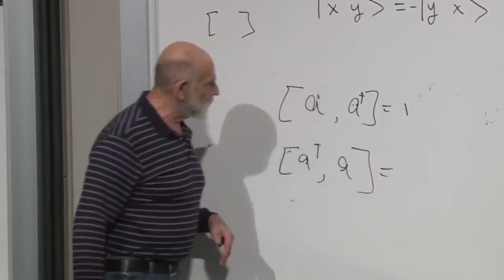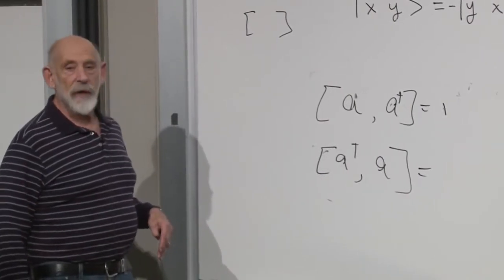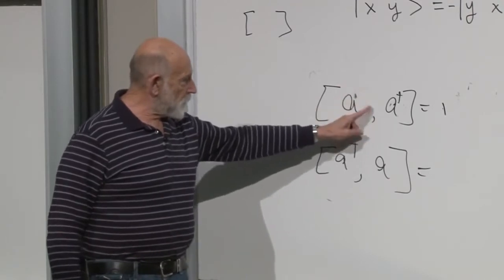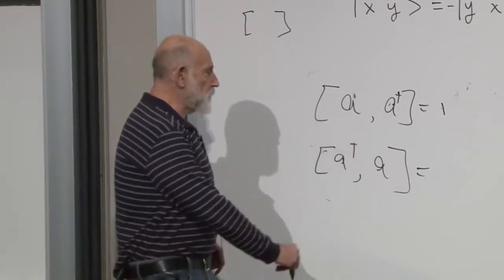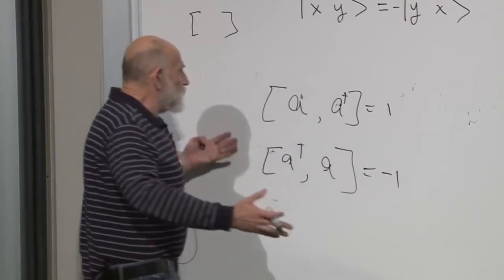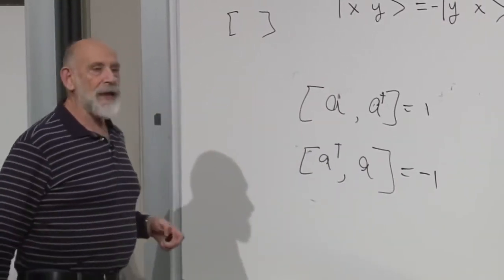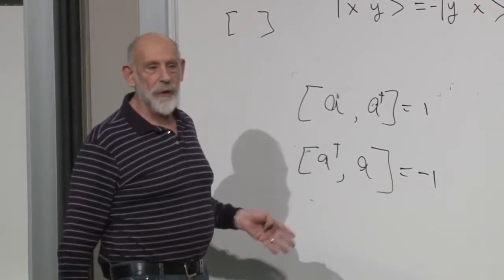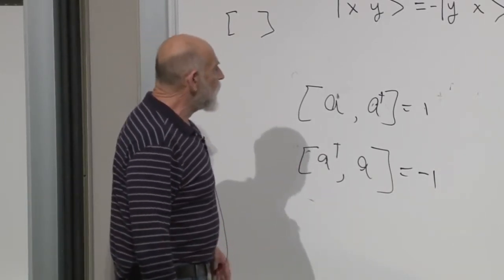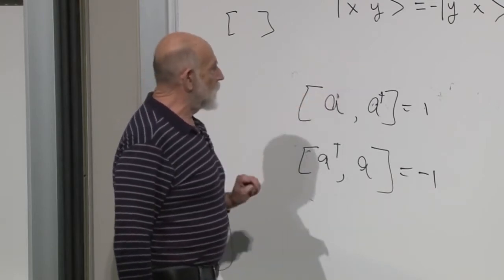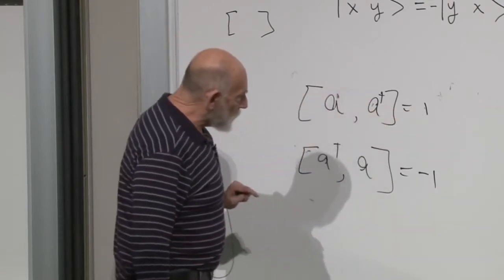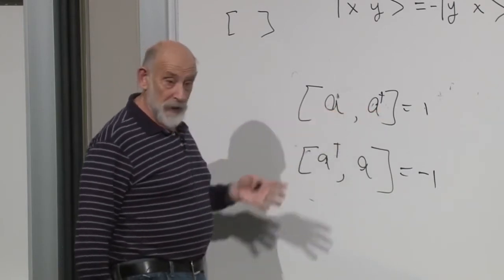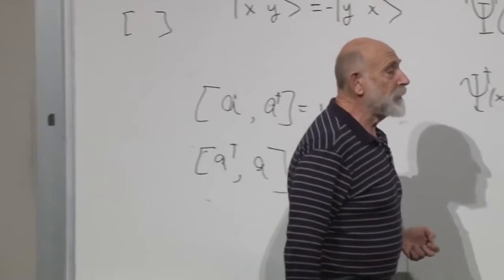In fact, what is it equal to? -1, right? If you switch the two things, the commutator changes. This is -1. And you could always tell, even if I didn't label these as A and A dagger, if I just labeled them as A and B and asked you which one is the creation operator and which one is the annihilation operator, you look at the commutator, and if the commutator is +1, then the first one is the creation operator and the second one is the annihilation operator. There's no way to make a mistake.